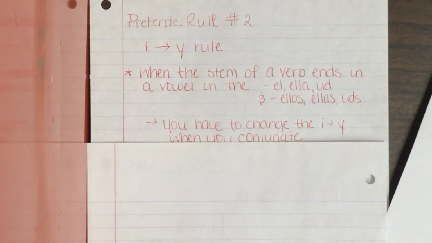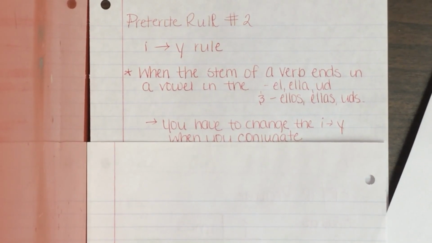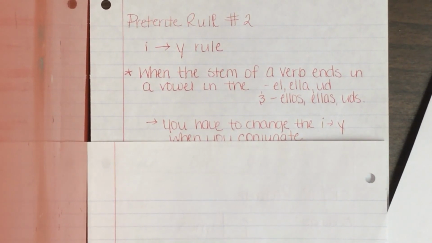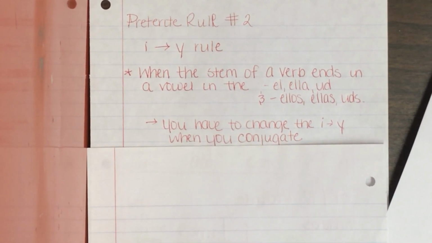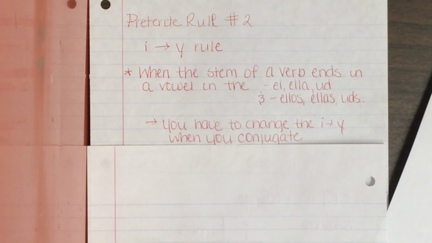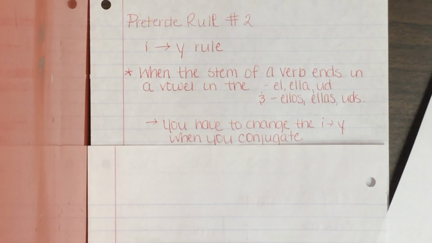So when you think of the stem of a verb, for example, we have the verb hablar. This stem would be H-A-B-L, and then the ending is A-R. So that's what I'm talking about when I say the stem of the verb. When the stem of the verb ends in a vowel in the él, ella, usted, or ellos, ellas, ustedes forms, you have to change the I to a Y when you conjugate.